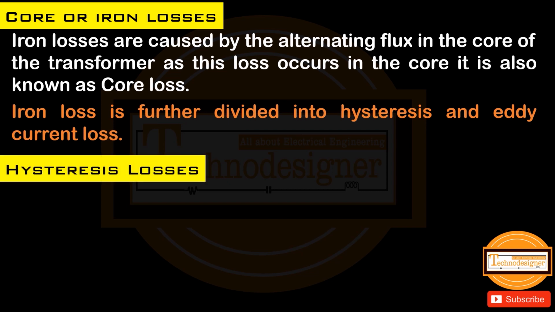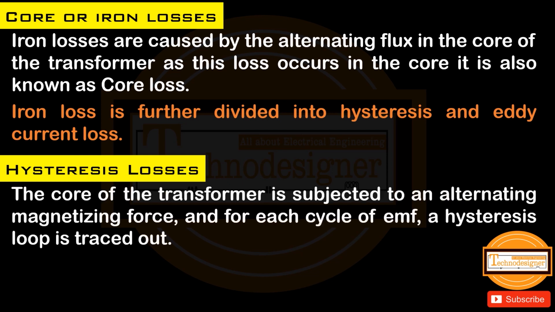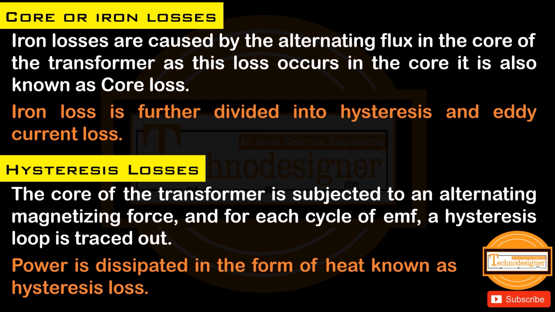Hysteresis losses. The core of the transformer is subjected to an alternating magnetizing force, and for each cycle of EMF, a hysteresis loop is traced out. Power is dissipated in the form of heat, known as hysteresis loss.